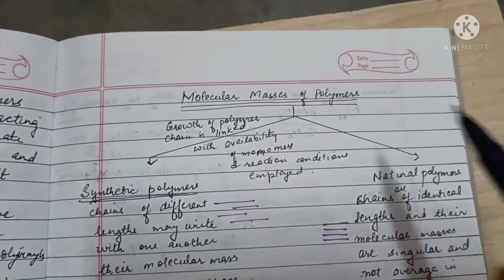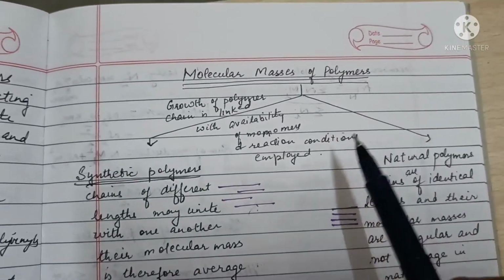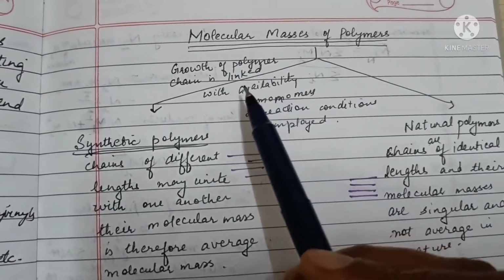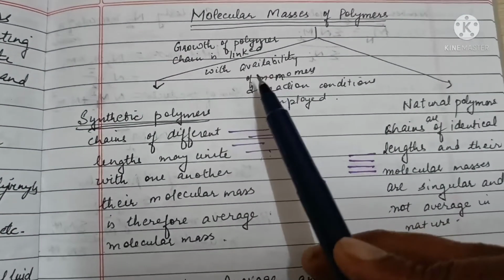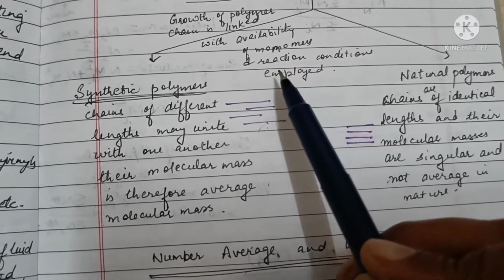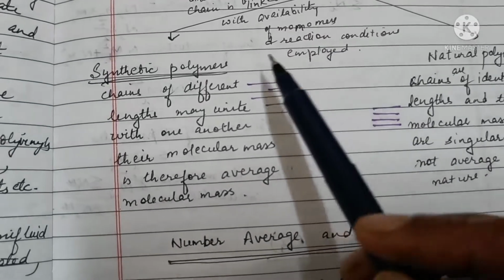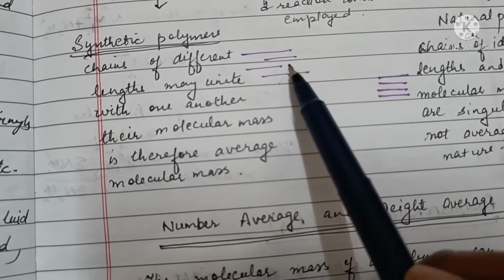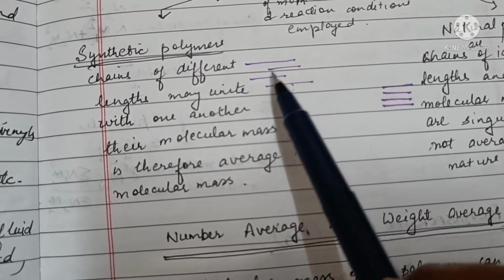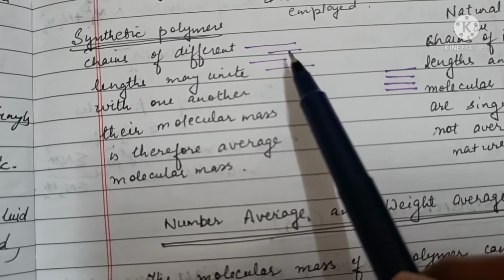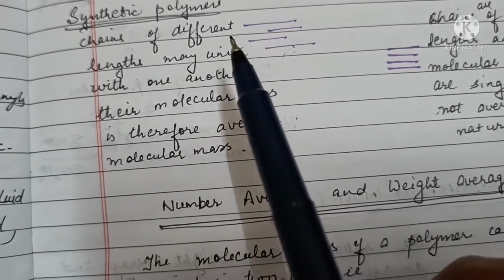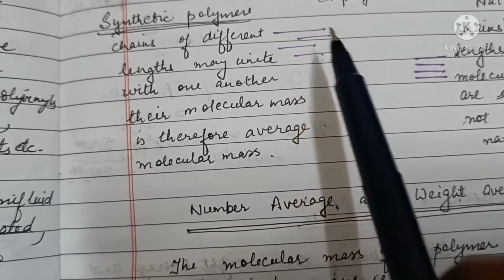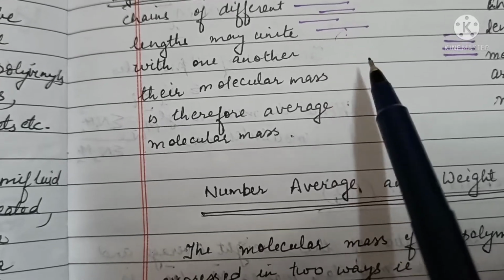Our topic for today is molecular masses of polymers and some important synthetic polymers. The growth of a polymer chain is linked with availability of monomers and reaction conditions employed. Synthetic polymers have chains of different lengths which may unite with one another, and the molecular mass of one polymer differs from another, so their molecular mass is taken as the average of the molecular masses of the different chains.